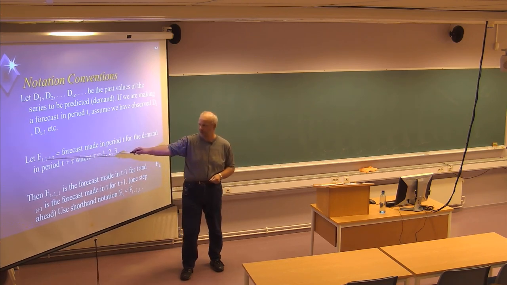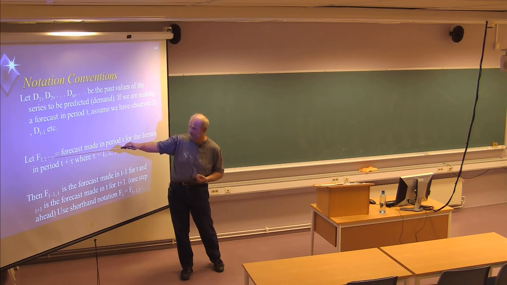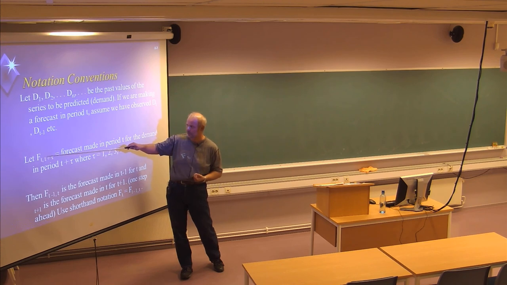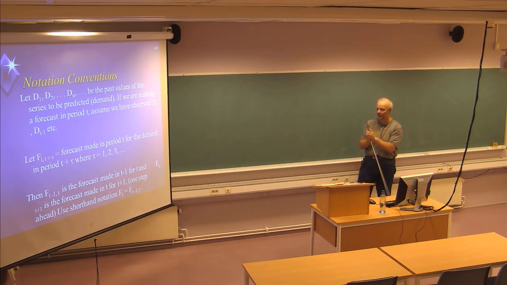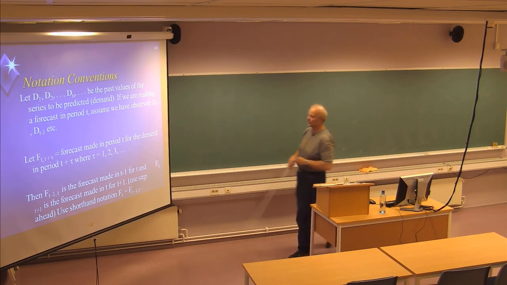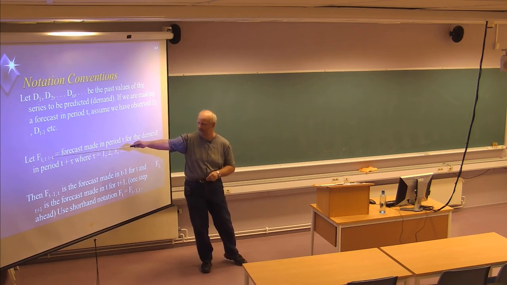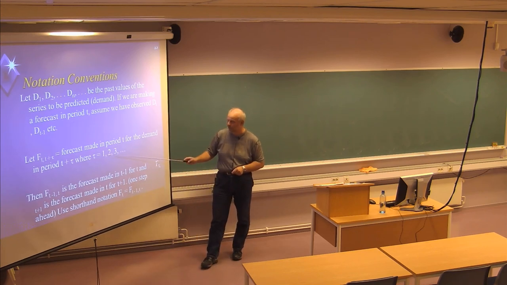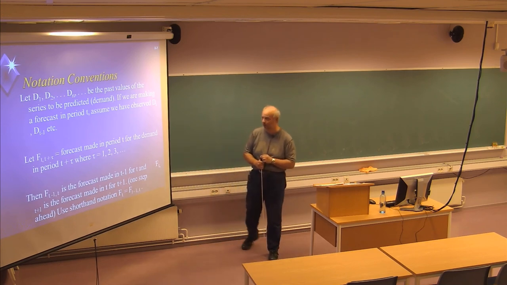If we are now in period T, we can call that zero, and then we are making a forecast for the next period, then F0,1 will be the forecast made in period 0 for the next period. But we can also make a forecast for several periods into the future, and then we have to add this, the Greek letter tau, which might be a number 1, 2, 3, and so on, which then describes how many periods into the future we are going to make a forecast.